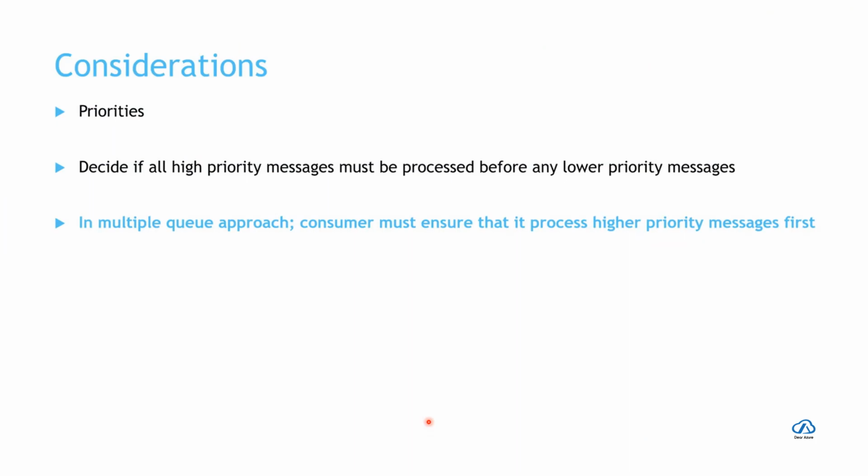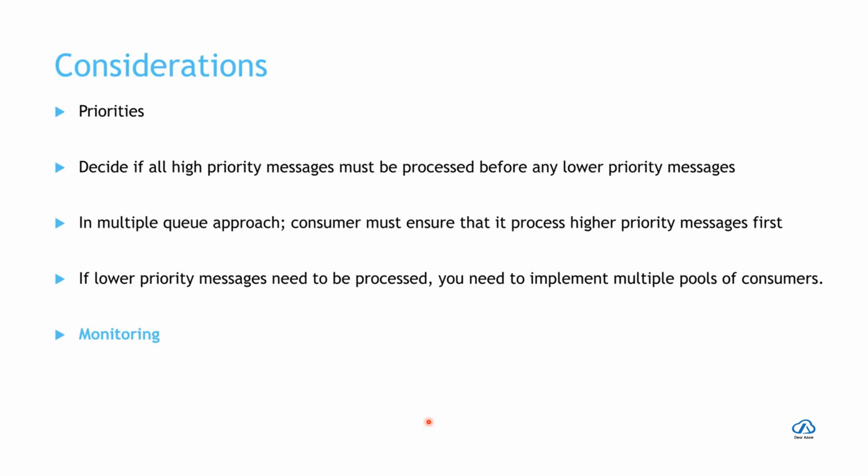Also, in a multiple queue approach, we need to make sure that high priority messages are processed and completed before we get into the lower priority queue, as we said before. Monitoring is going to be very, very important in this pattern. You need to monitor the number of messages in the queue, and based on that, you are going to scale up or down the number of consumers that are listening to this queue. And you also need to be aware of the additional cost that might be linked to this. The more consumers you deploy, the more cost you will have to pay.